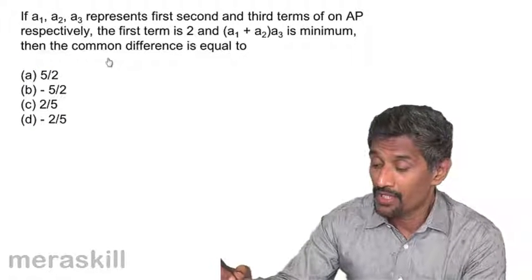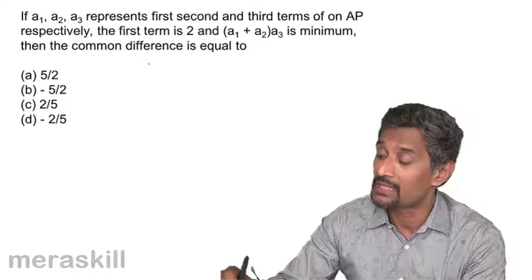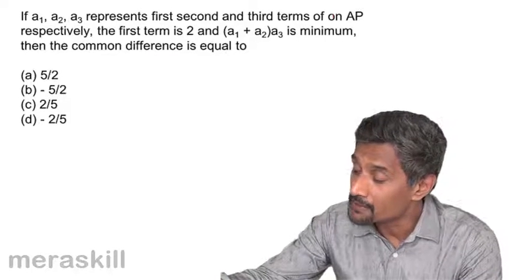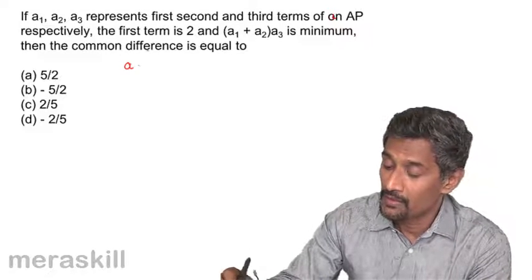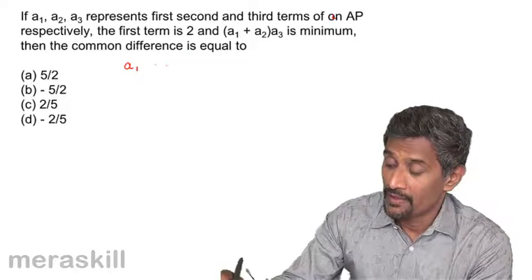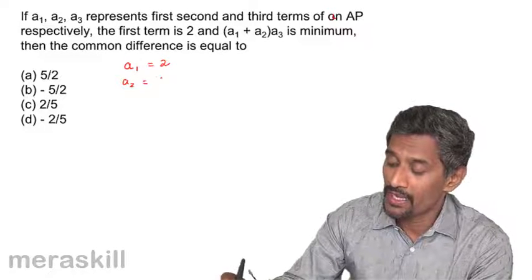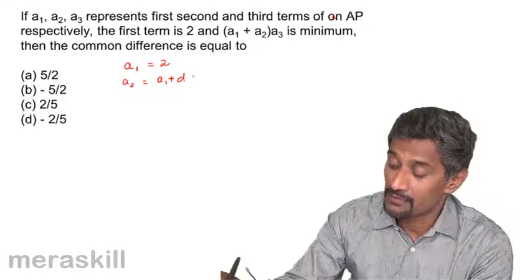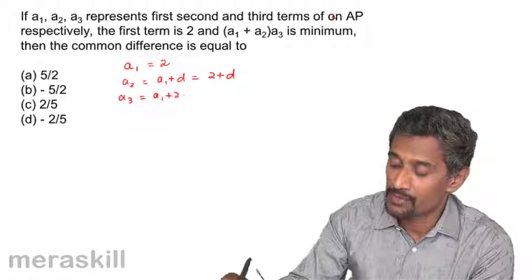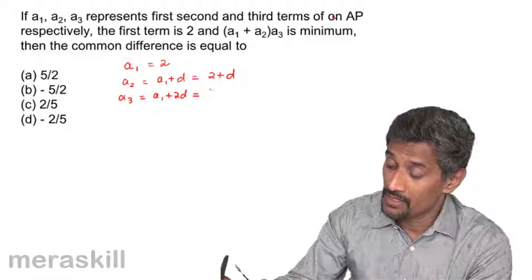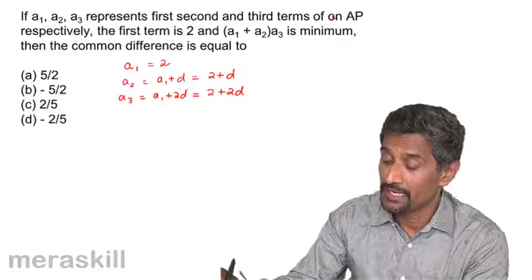Okay. Now here we have a concept here. A1, A2, A3 represents first, second and third terms of an AP respectively. The first term is 2 and A1. So A1 is, say, the first term, and which is turning out to be 2. A2 is going to be A1 plus D, which is going to be 2 plus D. A3 is going to be A1 plus 2D, which is going to be 2 plus 2D.